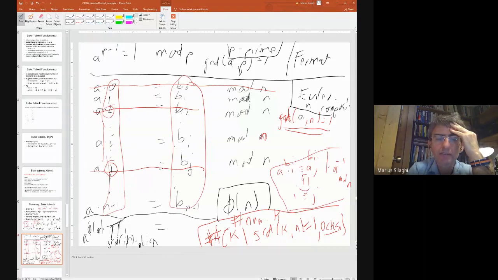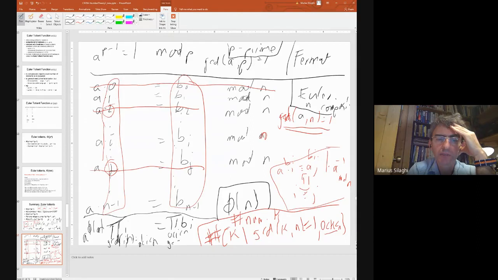And what do we have on the right? On the right, we have b1, b2, bn. What's the product of all these numbers? I would say the product again of bi, with I between 0 and n, where the greatest common divisor of I and n is 1 again. So how much is this product of all bi's?